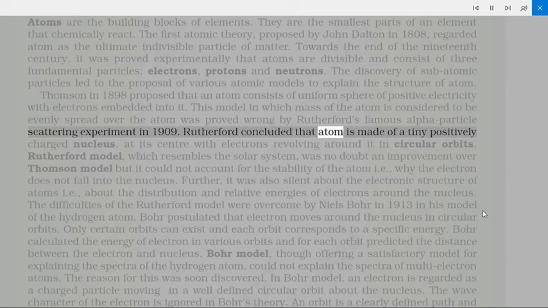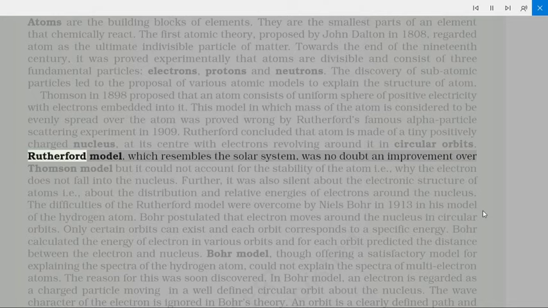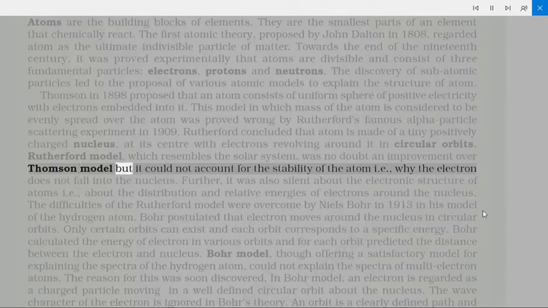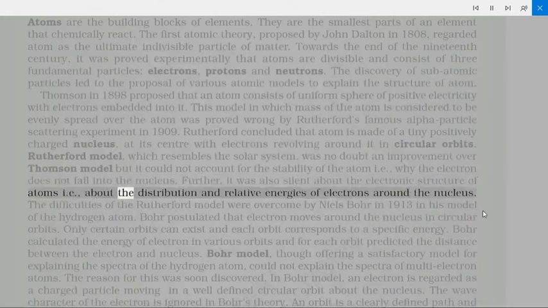Rutherford concluded that atom is made of a tiny positively charged nucleus at its center with electrons revolving around it in circular orbits. Rutherford model, which resembles the solar system, was no doubt an improvement over Thomson model, but it could not account for the stability of the atom, i.e., why the electron does not fall into the nucleus. Further, it was also silent about the electronic structure of atoms, i.e., about the distribution and relative energies of electrons around the nucleus.